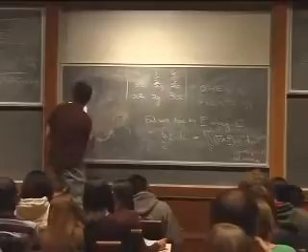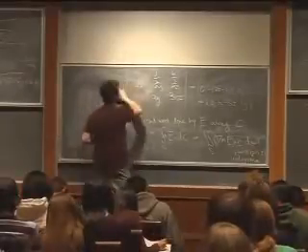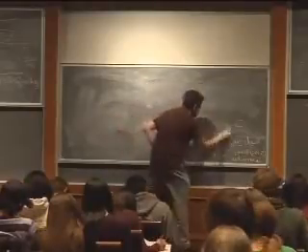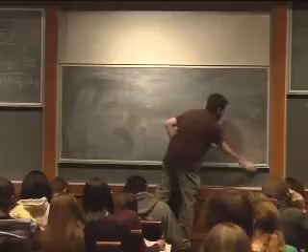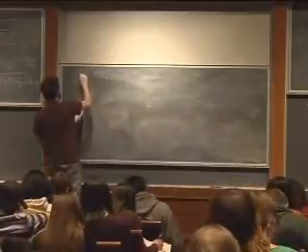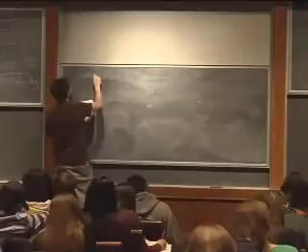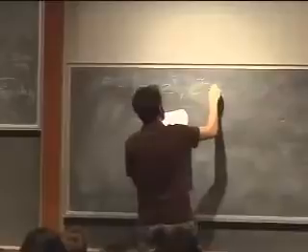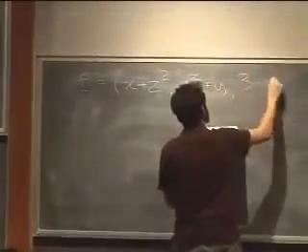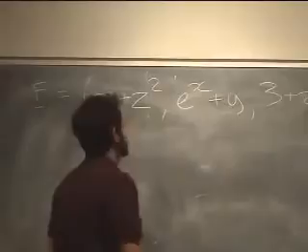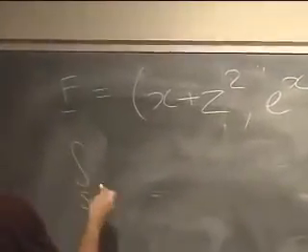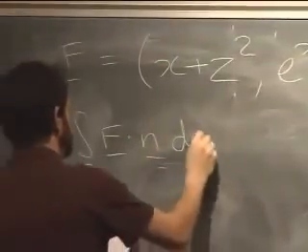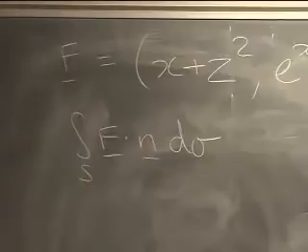So what happens? We're given a vector field, which I will write up in just a moment. All right, we're given F equal to x plus z squared, e to the x plus y, 3 plus z. And we want to find this integral here.